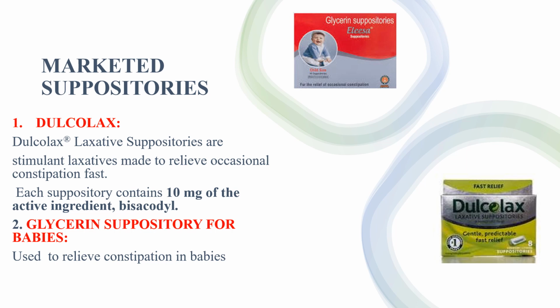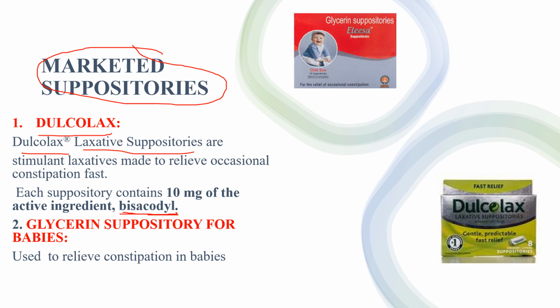Now, coming to a very important thing which you have to remember: marketed suppositories. So, what are the examples of marketed suppositories? The main example of a marketed suppository is Dulcolax. Dulcolax is a laxative suppository. It contains a drug called bisacodyl. I repeat, marketed suppository. One example is Dulcolax, which is going to relieve you from constipation. So therefore it is called Dulcolax laxative suppository.